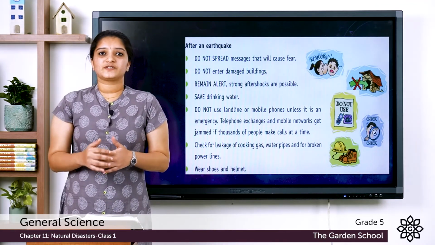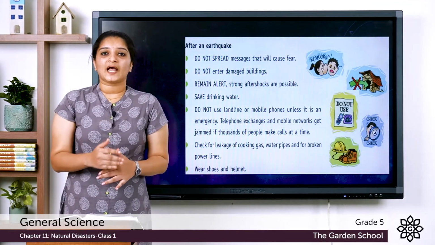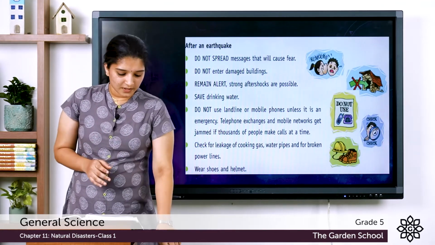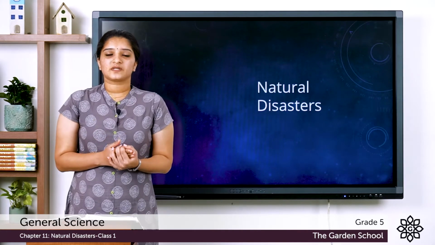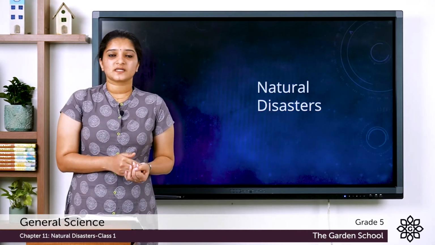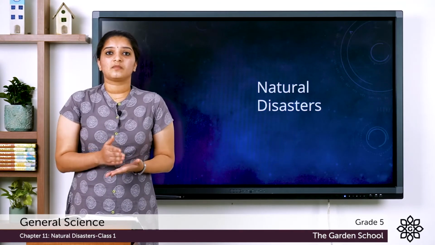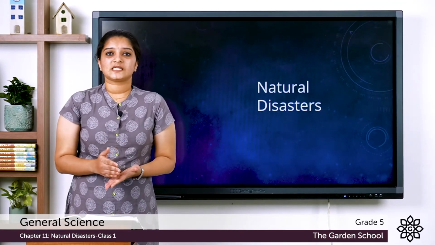So these are the measures that you must take care of during and after an earthquake. So in today's class, we learned about disasters, the types of disasters based on their origin, that is human-made disasters and natural disasters. And we learned about earthquake, the natural disaster, in detail.